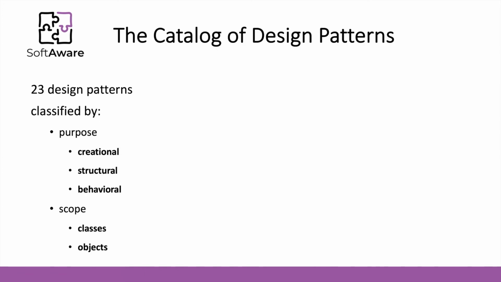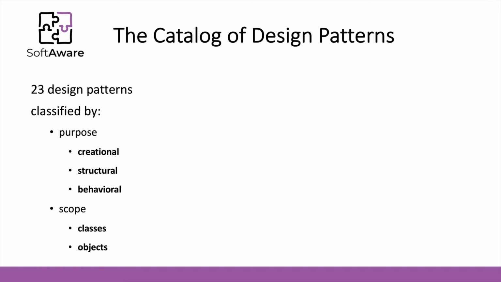This leads us to the structure of the catalog proposed by the GOF. 23 software design patterns classified by 2 criteria. The purpose reflects what the pattern does. Put it simply: creational patterns create objects. Structural patterns deal with the composition of classes and objects. Behavioral patterns describe how classes or objects interact and distribute responsibility.